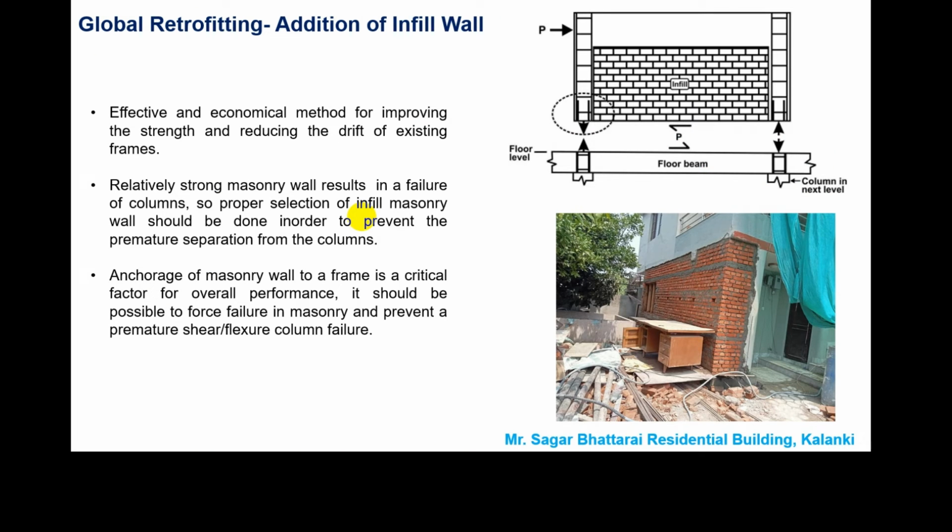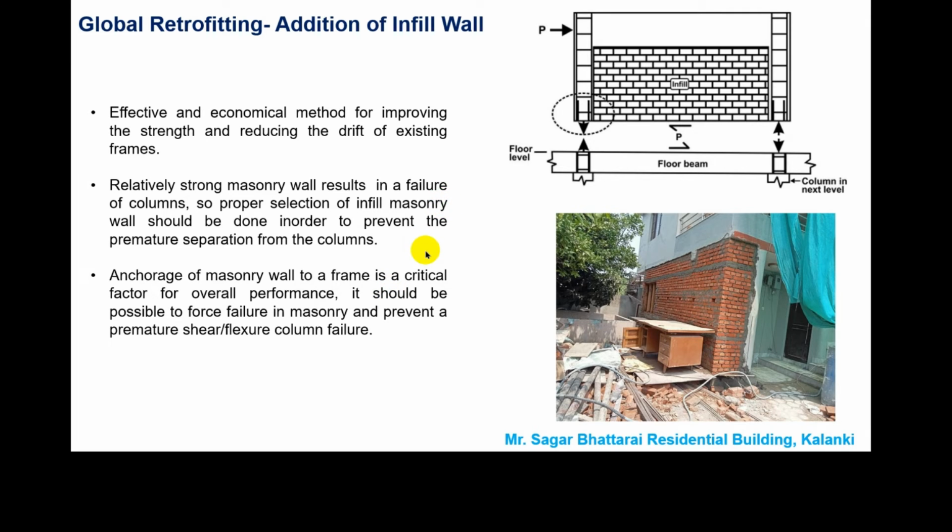Another technique of global retrofitting is the addition of infill wall. It's an economical method compared to the shear wall for improving the strength and reducing the drift of the existing structure. A relatively strong masonry wall can result in failure of the column, so proper selection of infill masonry walls should be done in order to prevent premature separation from the columns. Another issue is that the anchorage of the masonry wall to the frame is a critical factor for overall response. It should be possible to force failure in the masonry and prevent a premature shear or flexure column failure.